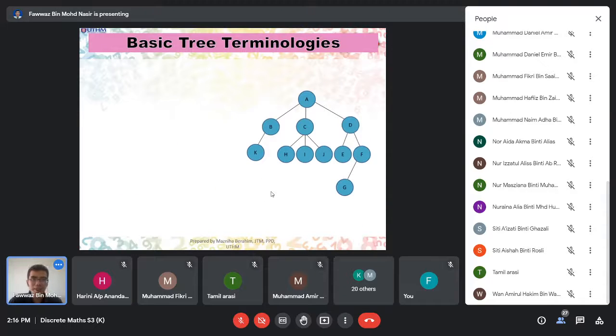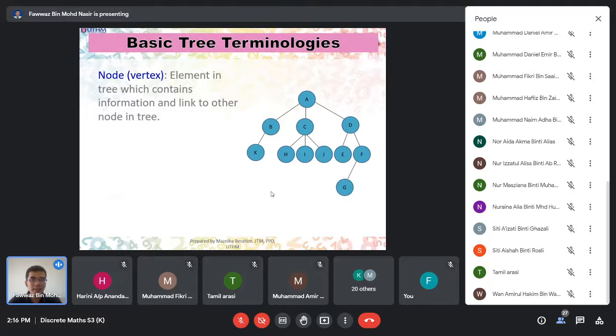Okay, then we look at the important terminologies of a tree. Okay, yang pertama, nodes or vertex. Okay, dia adalah element in a tree which contains information and links to other nodes in a tree. So dia sama macam dalam graph juga. Okay, node ni adalah yang dalam circle-circle. Okay, so A, B, C, D sampailah G ni, okay, adalah nodes dalam this tree. Okay, branches or edge connections or relationships between nodes. Okay, line-line yang between node ni adalah branches and edges of this tree.